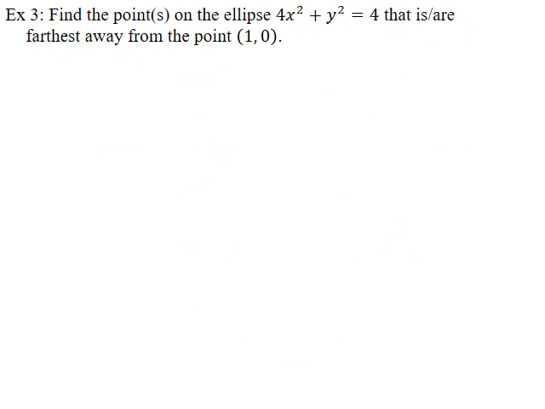All right, so example number 3. Find the point or points on the ellipse 4x squared plus y squared equals 4 that is or are farthest away from the point (1, 0). All right, so the biggest difference here is that it's a formula you're going to have to remember from algebra.